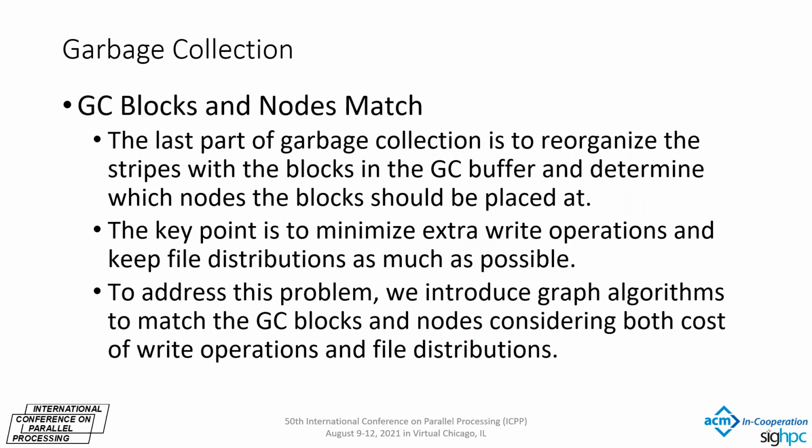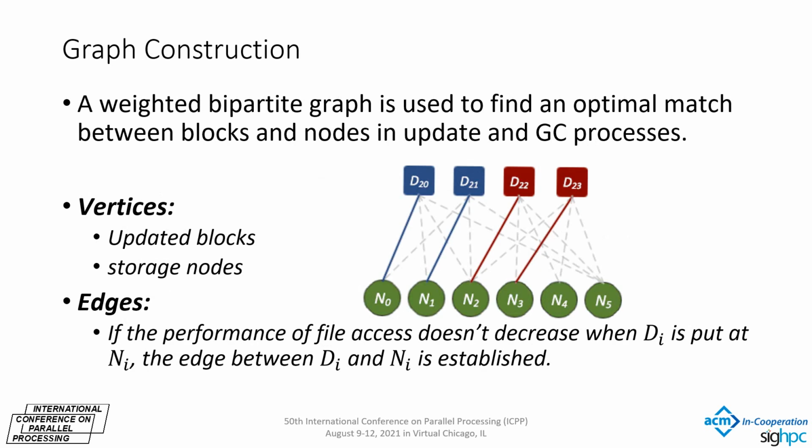The last part of garbage collection is to reorganize the stripes with the blocks in the GC buffer and determine which nodes the blocks should be placed at. The key point is to minimize extra write operations and keep file distributions as much as possible. To address this problem, we introduce graph algorithms to match the GC blocks and nodes, considering both the cost of write operations and file distributions. Next, I will introduce the construction of the graph in detail.